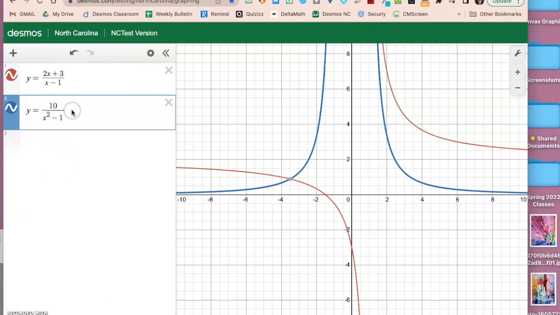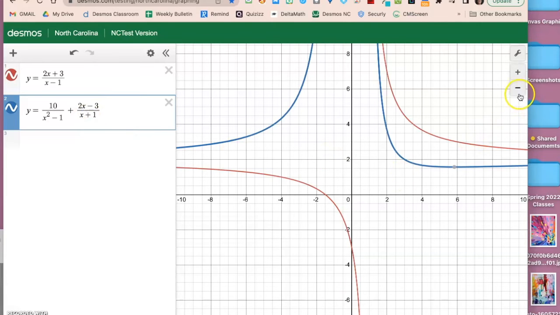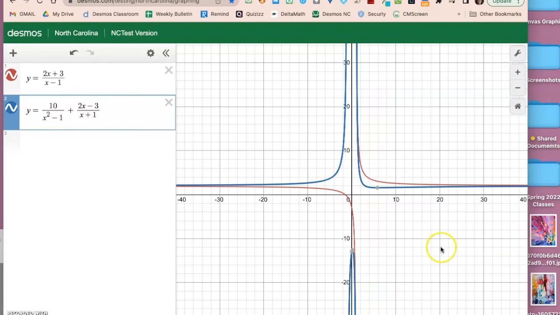plus 2x minus 3 over x plus 1. Now it's going to look like there's a lot going on, which there is, but you're looking for the intersections themselves.